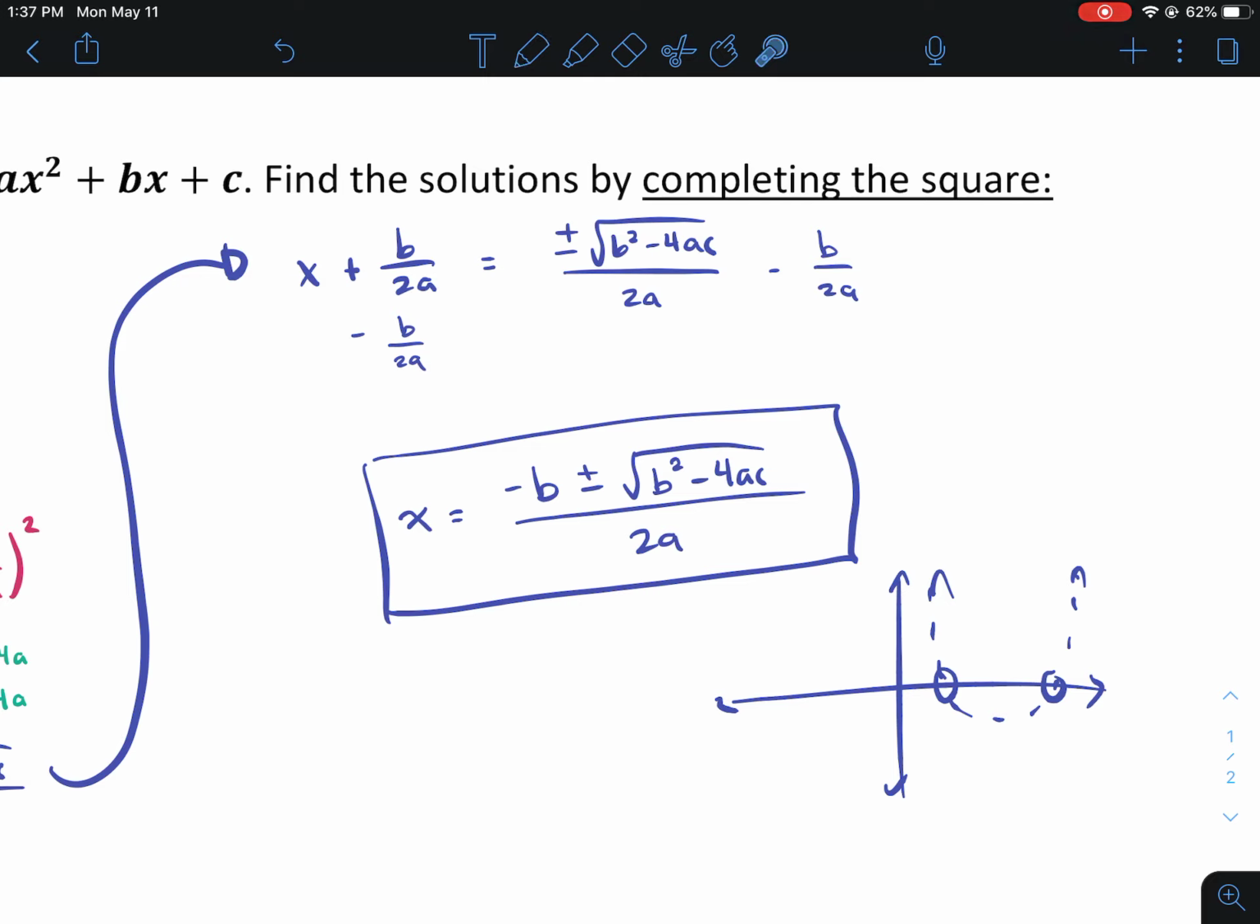And if you think about this, right, negative b over 2a, that looks familiar, right? Because that is our axis of symmetry. So the negative b over 2a tells us the middle of our graph, right, where our vertex is, and the plus square root of b squared minus 4ac is giving us one zero, and the minus is giving us the other zero, okay?